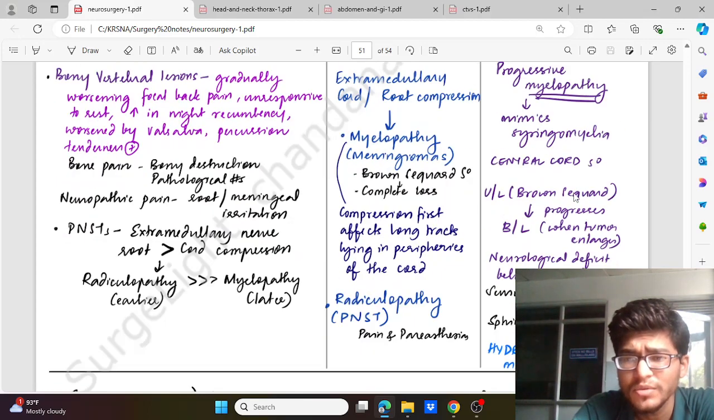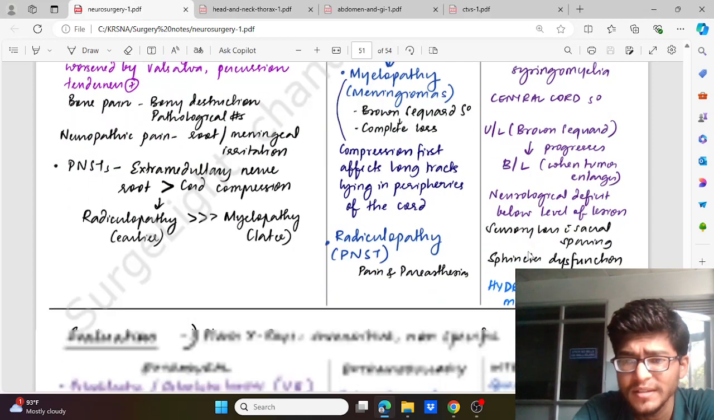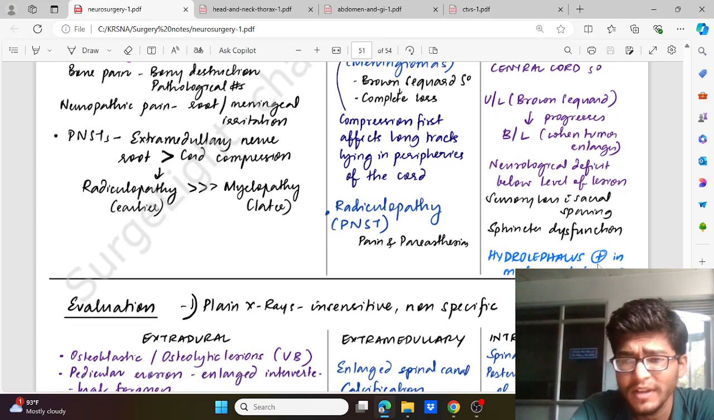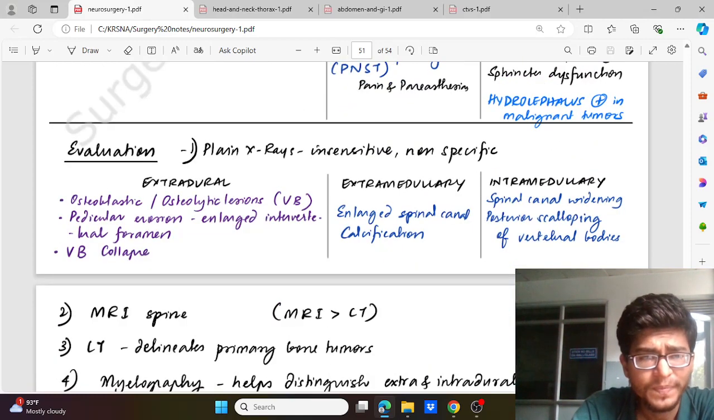Then unilateral Brown-Sequard syndrome, which progresses to bilateral when the tumor enlarges. Neurological deficit is mainly below the level of the lesion. Sensory loss and sacral sparing can be seen. Sphincter dysfunction can be seen. And hydrocephalus can be seen in the malignant tumors.